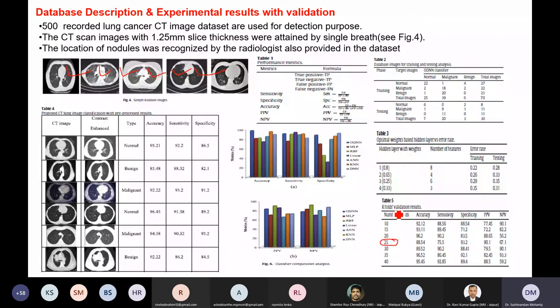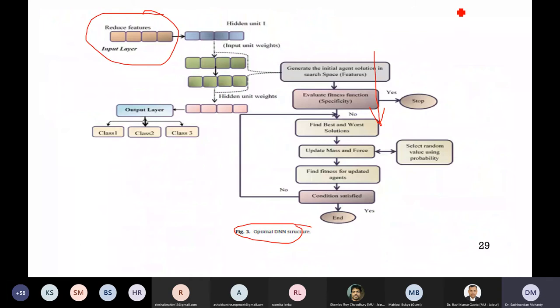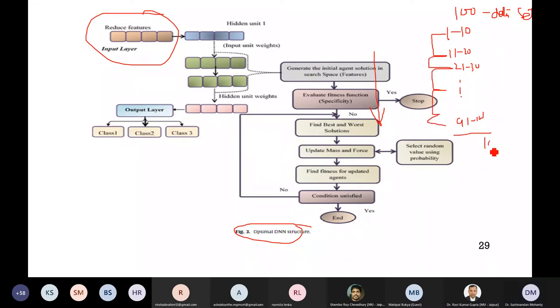So what is k-fold validation? For example, I have a data set of 100. I divide it into 10 sets: 1 to 10, 11 to 20, 21 to 30, and similarly the last one is 91 to 100. So the total of 100 data is divided into 10 categories each. This is called k equal to 10, which means 10-fold cross validation.